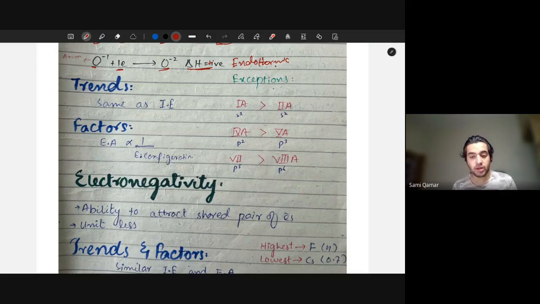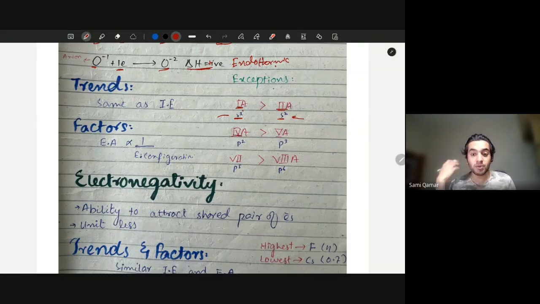Now, what are the exceptions? This is the exception. 1A will have more electron affinity than 2A. Why? Because 1A is half filled. S is half filled, right? S1. While this is S2, it is fully filled. So we will need lots of energy to add an electron here, while an electron can easily be added here because S is half filled, it has got one valence electron. This is electron affinity, that was ionization energy. You have to differentiate that.